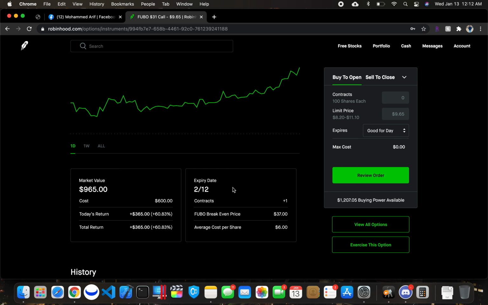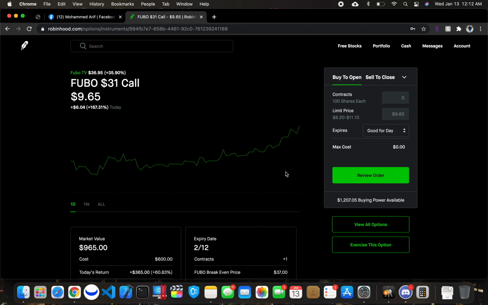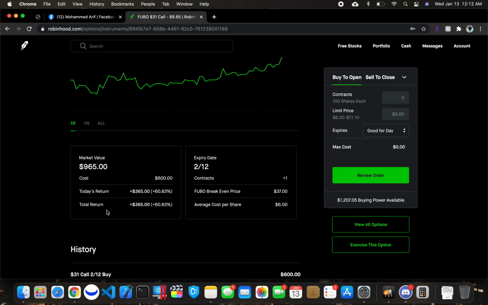And by the way, this Robinhood account is my cash account. This is not a margin account. I don't do margin. I don't borrow money. I play with what I have and what I can afford to lose. So you can see here that $600 is what I paid and is what I can lose. That's very important to keep in mind. And here we have today's total return, $365. This amount can go unlimited.